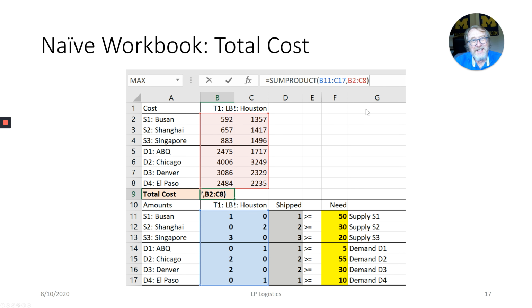So anyway, it doesn't really change much. It's just a sum product for total cost. Just take this whole matrix, actually two matrices, and hit this with sum product with this matrix.